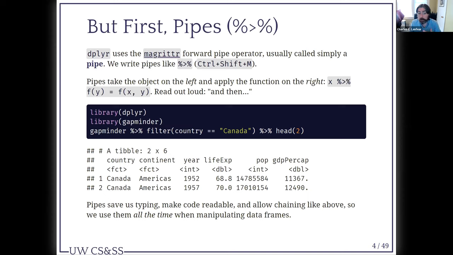We create fewer objects. I don't have to say filter the Gapminder data to something and then make that object and put it in head. I can write less stuff. We can chain an arbitrarily large number of these together. So they make our lives a little bit easier. They are not necessary for anything. Pipes are just something that programmers call syntactic sugar.